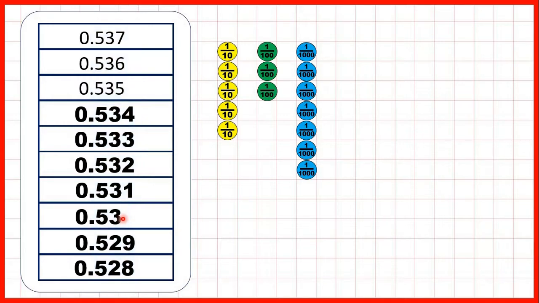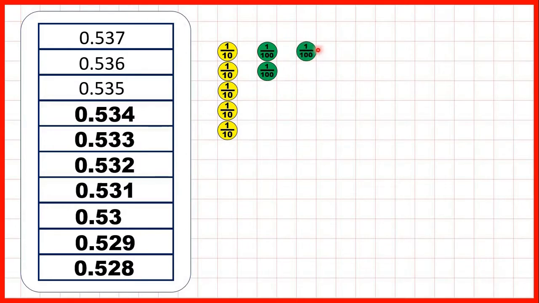It's also important to notice that 0.529 is smaller than 0.53. In fact, it's 1 thousandth smaller because we're counting back in thousandths. So let's show the counting using place value counters. We start with 5 tenths, 3 hundredths and 7 thousandths, so that's 0.537.